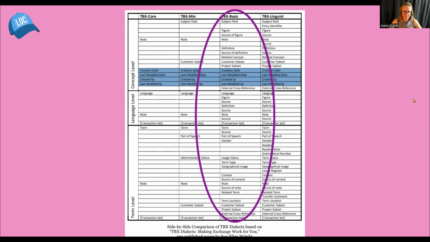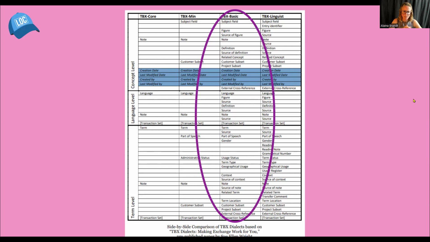Next, there is the TBX basic dialect, to which much more robust information is added, such as the definition, usage status, and context. Note that in this construct, the definition is added at the concept level, which, as I discussed previously, is not my recommendation, because it assumes that a single definition in one language applies to every term collected in the entry, no matter the languages in which the term is collected. That's problematic for a number of reasons.